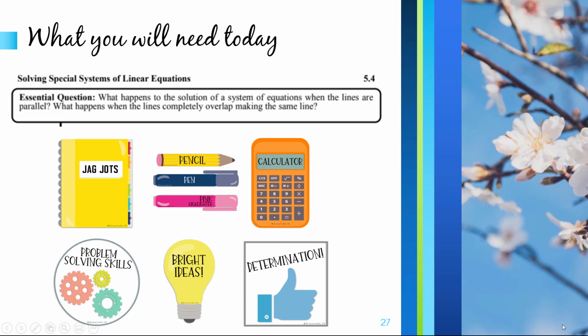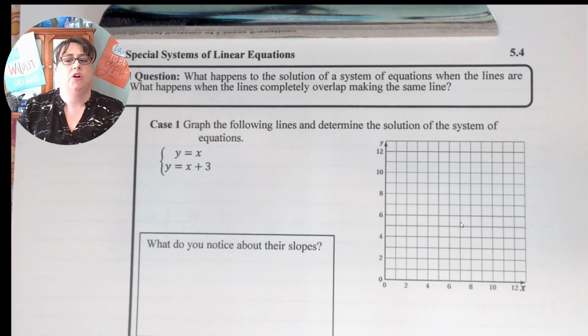Today you will need your Jaguar Jots on section 5.4, a pen or a pencil. You might find a highlighter helpful, a calculator to keep things moving along quickly, your problem solving skills, your bright ideas, and your determination. So let's get started.